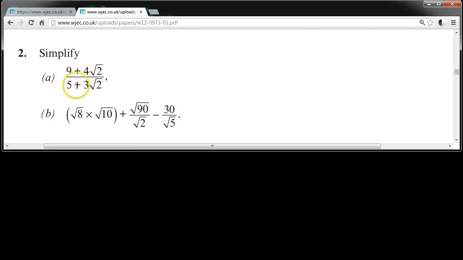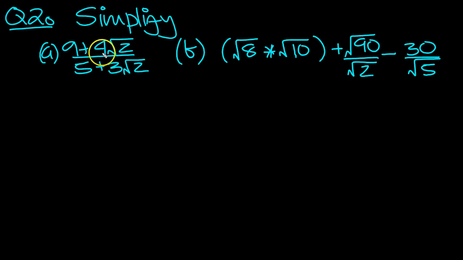Simplify (9 + 4√2)/(5 + 3√2), and simplify √8 × √10 + √90/√2 − 30/√5. So let's have a look at this then. Let's look at part A first of all then. Let's rationalize the denominator then.